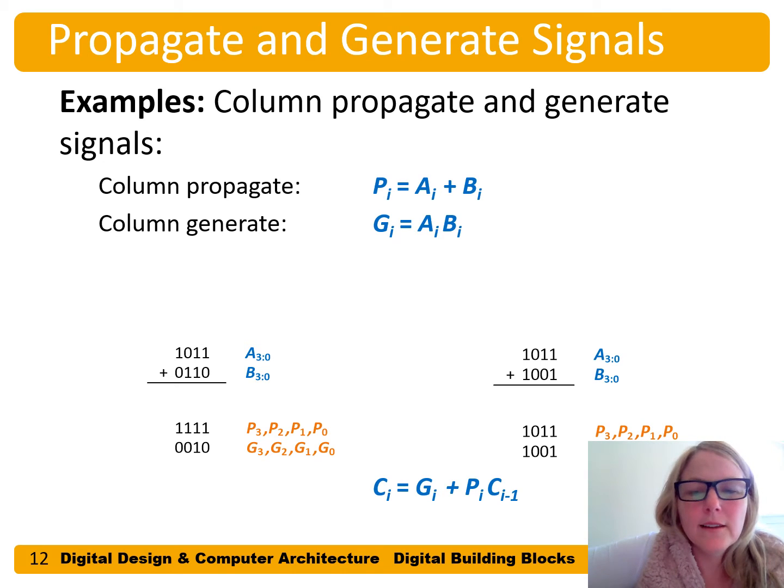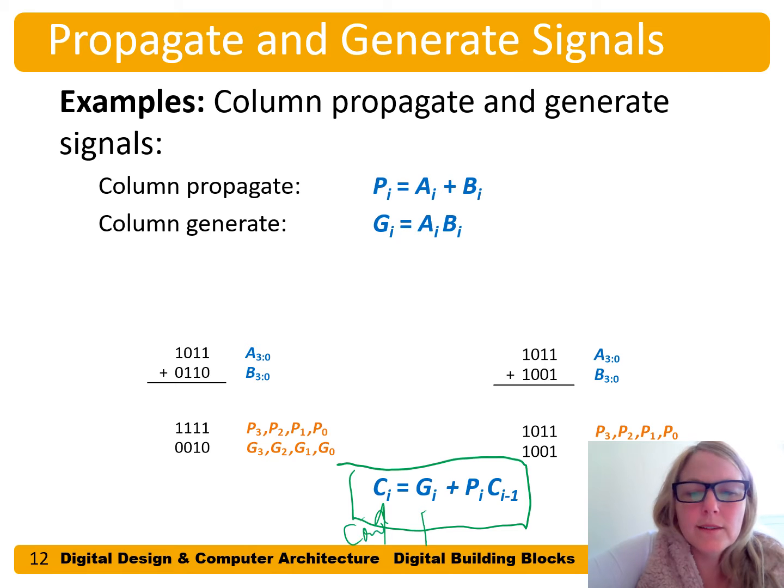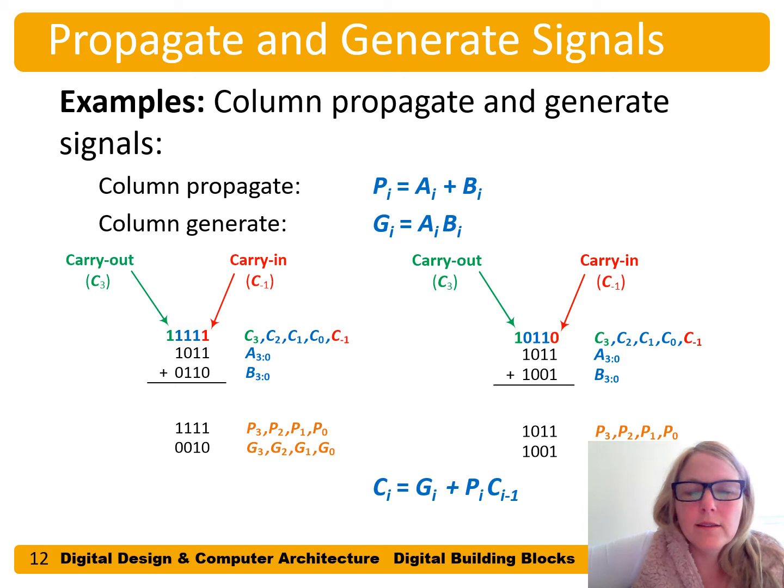And we can see that, well, yes, we can now calculate the carry using these column propagate and generate signals. We're going to get a carry out, remember this is carry out, this is C sub I, if we either generate a carry within that column or we propagate a carry and we do have a carry in, C sub I minus 1.